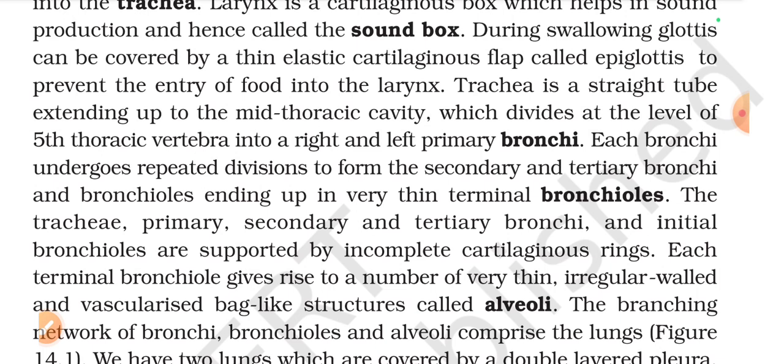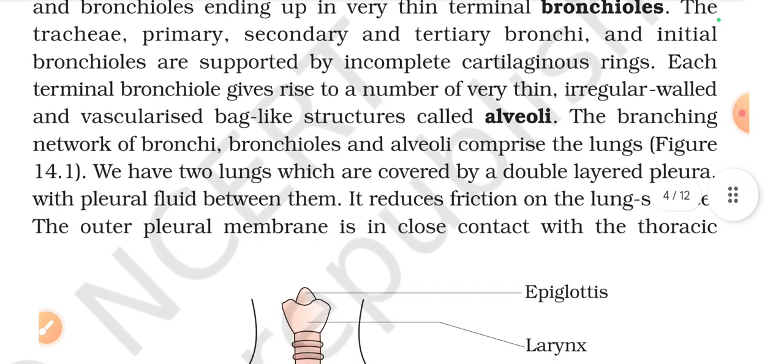The trachea, primary, secondary, and tertiary bronchi and initial bronchioles are supported by incomplete cartilaginous rings. Each terminal bronchiole gives rise to a number of very thin, irregular-walled and vascularized bag-like structures called alveoli. The branching network of bronchi, bronchioles, and alveoli comprises the lungs. We have two lungs which are covered by a double-layered pleura with pleural fluid between them. It reduces friction on the lung surface.